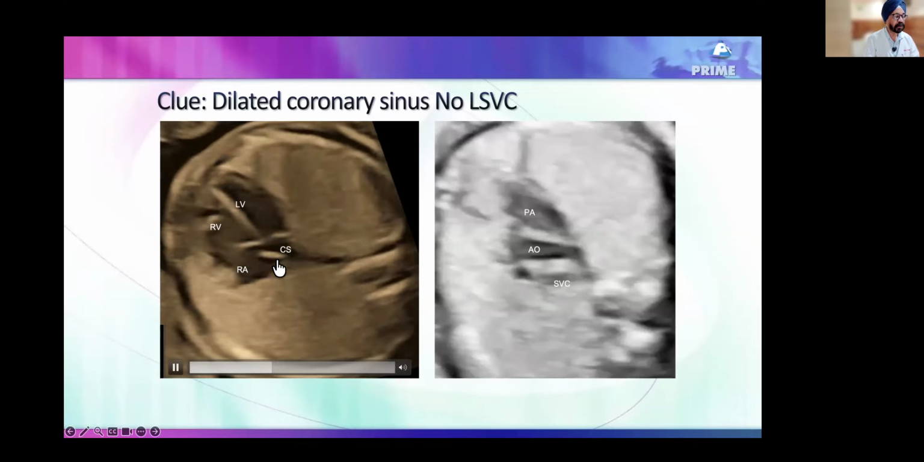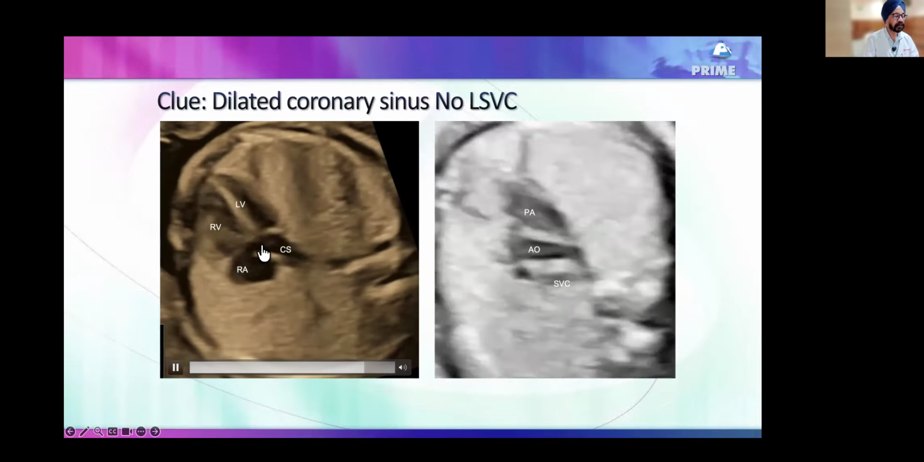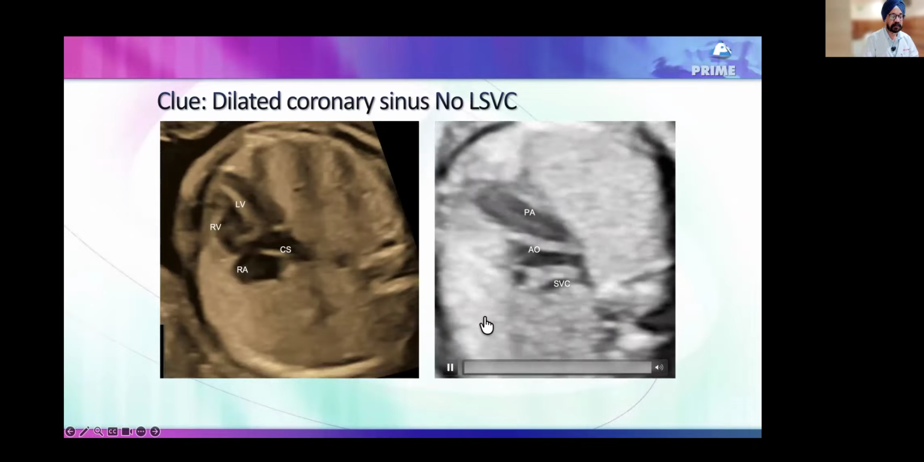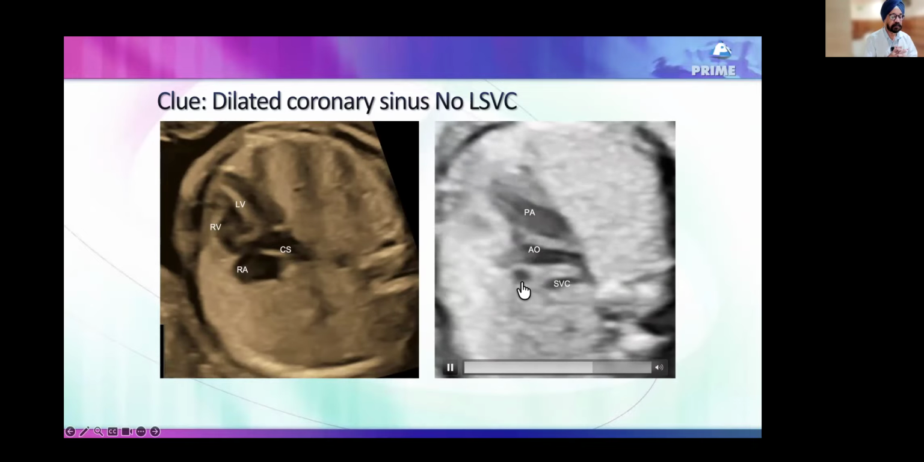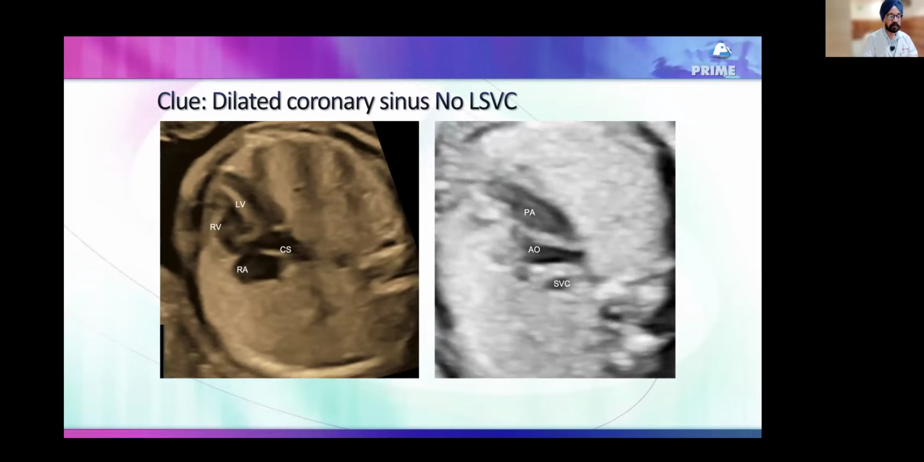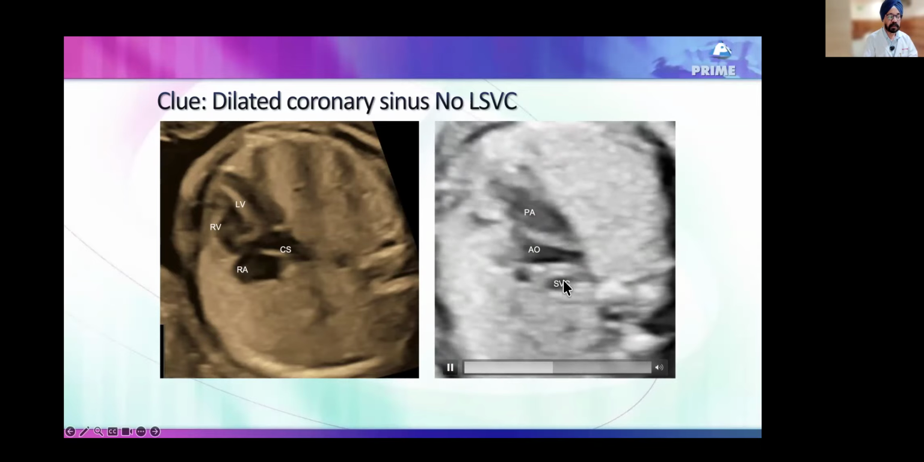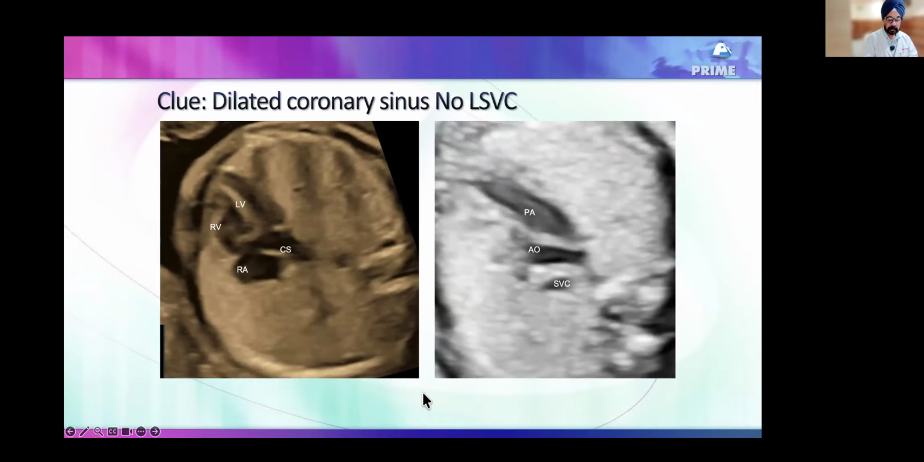And that's a dilated coronary sinus. Okay. Then once you see the dilated coronary sinus, you see there's no left SVC, right? Then what do we do? Sorry, this is labeled wrong. This is trachea, this is SVC. So I'll correct that.